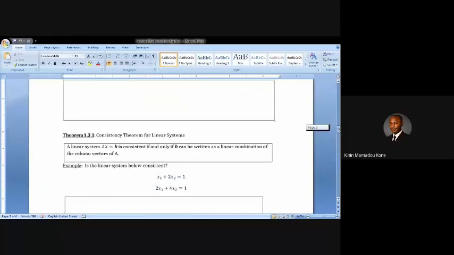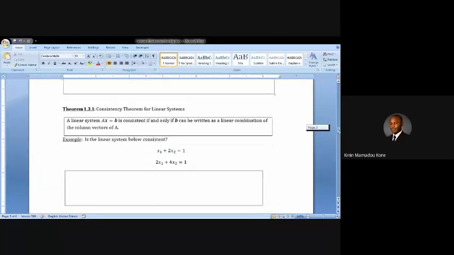Is the linear system below consistent? Let's try to solve this one. If we want to know if the linear system below is consistent, let's try to do this one. Normally I should be solving with row reduced echelon form, things like that. But I'm just trying to use a different path.